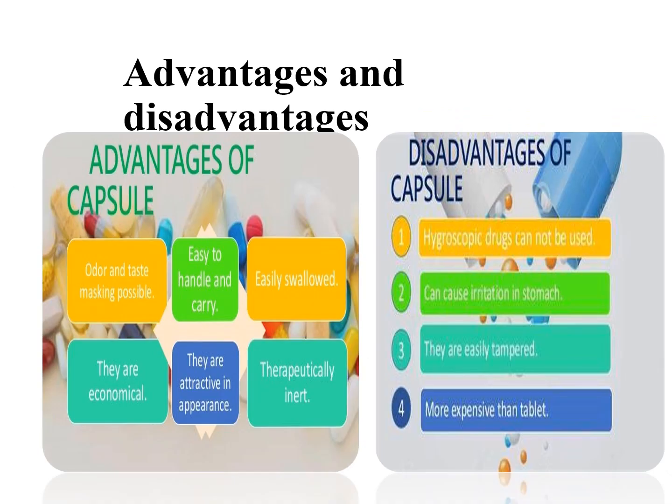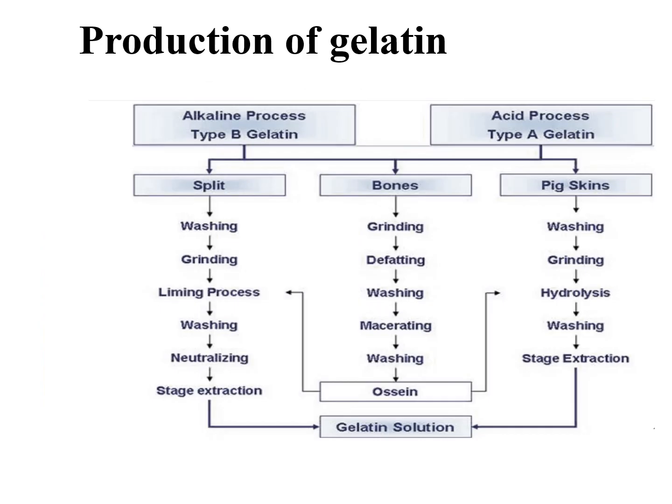Some of the advantages and disadvantages of capsules are: advantages: odor and taste masking possibility, easy to handle and carry, easily swallowed, economical, attractive in appearance, therapeutically inert. Disadvantages: hygroscopic drugs cannot be used, cause irritation in stomach, they are easily tampered, more expensive than tablet.